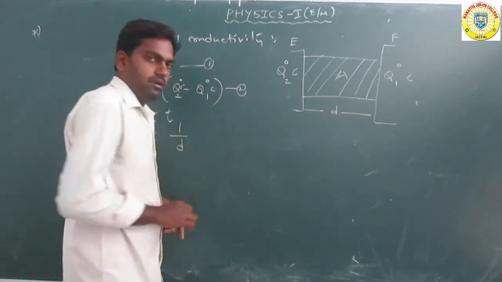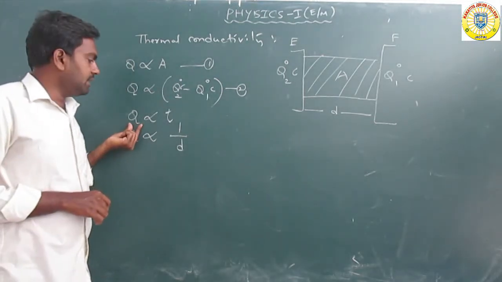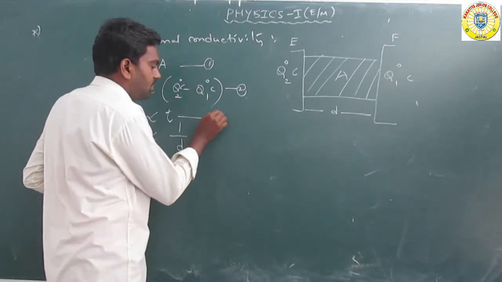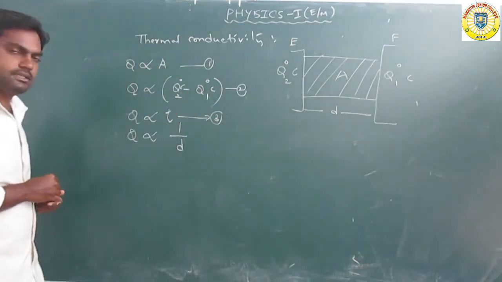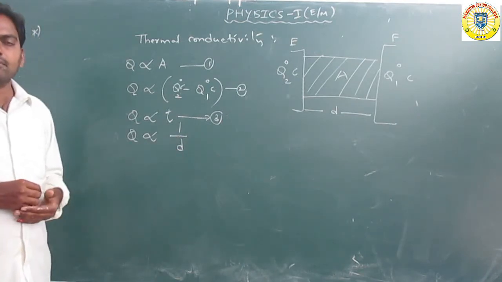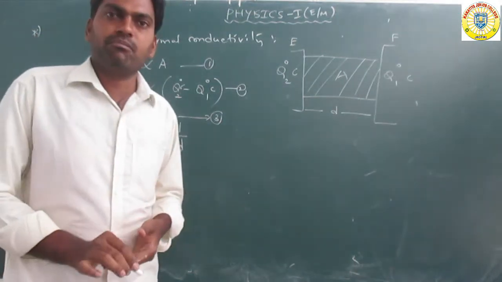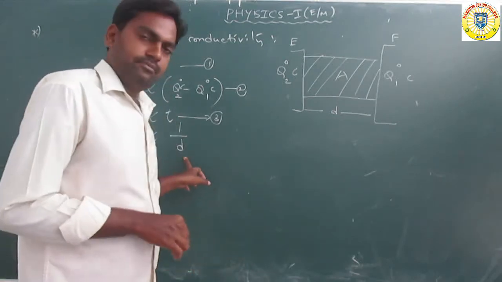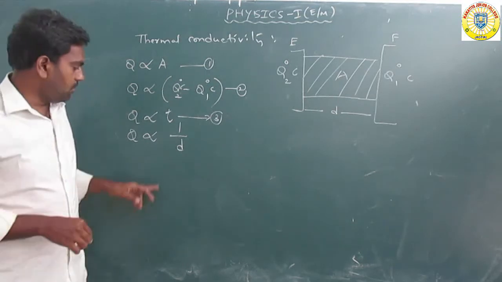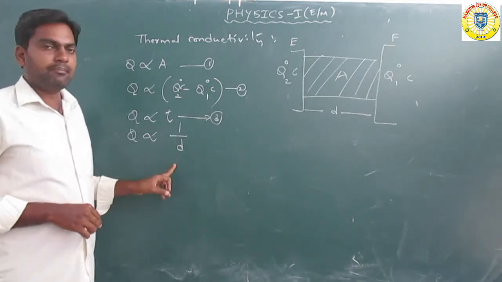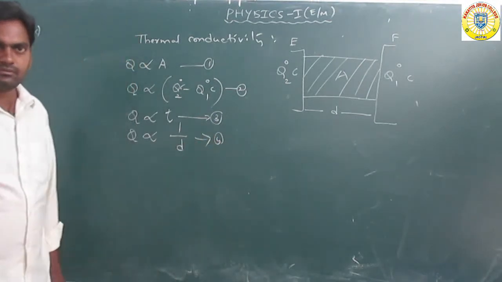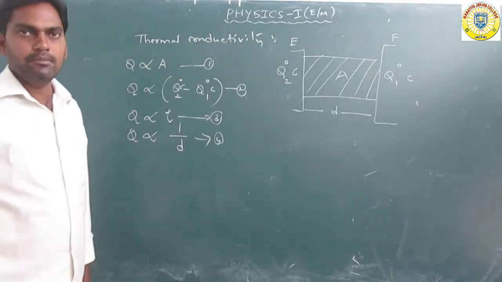So that is equation 2. And Q, the conduction of the heat, is directly proportional to the time of flow. That is the third equation. And Q is directly proportional to 1 by D. So 1 by D is nothing but inversely proportional to the distance between the two faces. So these four equations are proved practically also. Practically it is also possible.